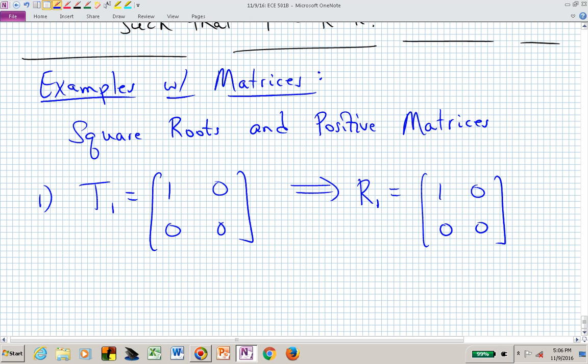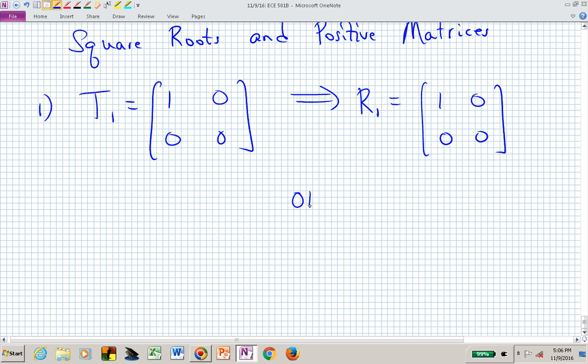But if that's a square root, if you're just looking for square roots, what's another one? What, when multiplied by R1 hat, what's R1 hat times R1 hat going to give you T1? Just minus 1, 0, 0, 0. So if you just needed a square root, these two are possible for T sub 1. If you wanted the positive square root, then it would be the first one. Let's look at another example.